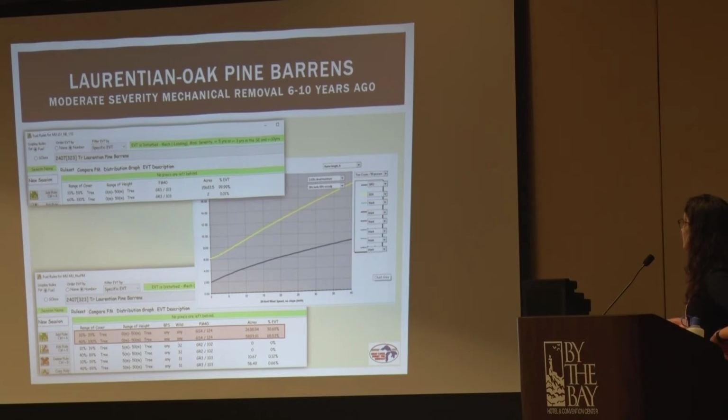And then one to get just a little more complicated. The ones we were just looking at were in undisturbed areas. So this is one in a disturbed area. It's Laurentian-Oak pine barrens, moderate severity mechanical removal 6 to 10 years ago. Say that fast. That's denoted here by this 323 number.